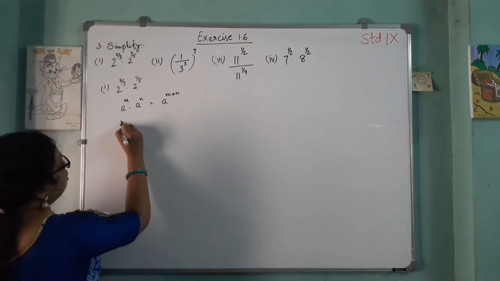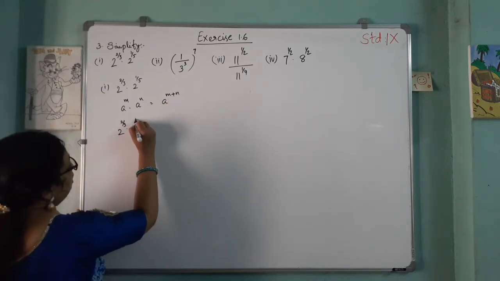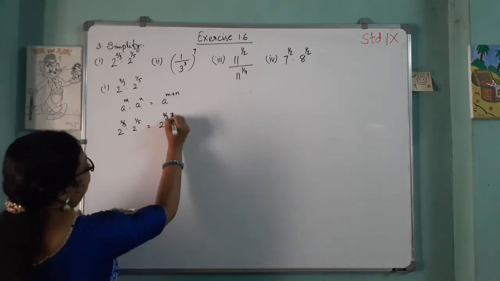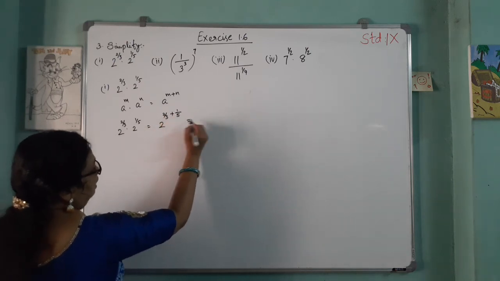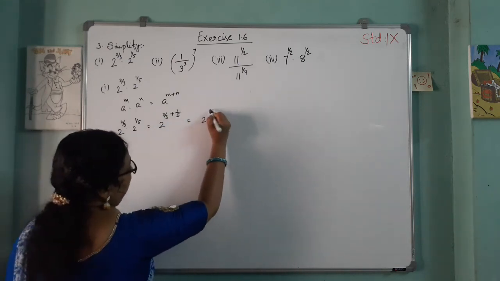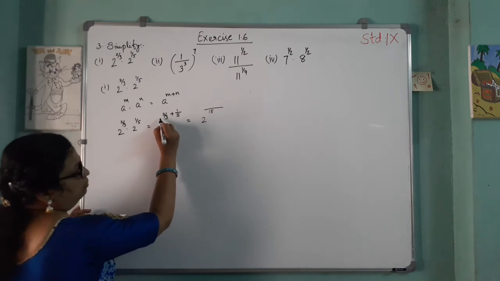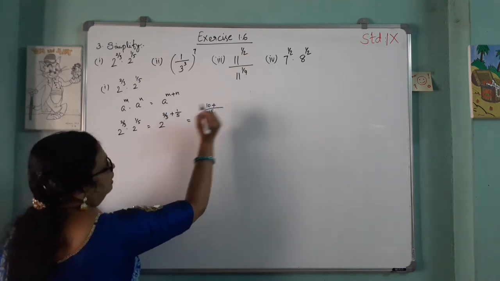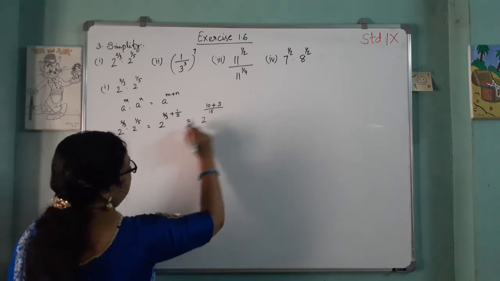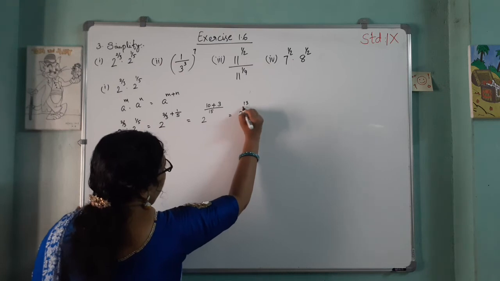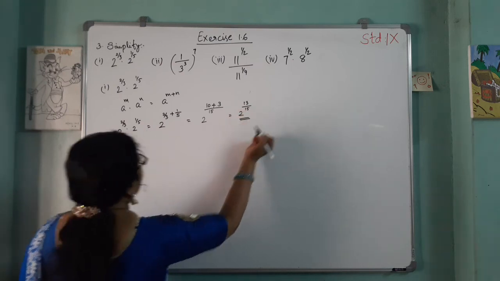So 2 raised to 2 by 3 into 2 raised to 1 by 5 equals 2 raised to 2 by 3 plus 1 by 5. Here 3 and 5, taking LCM, 2 raised to 15. Then here 15 divided by 5, into 2, 10, plus here 3 into 1, 3. That equals 2 raised to 13 by 15.